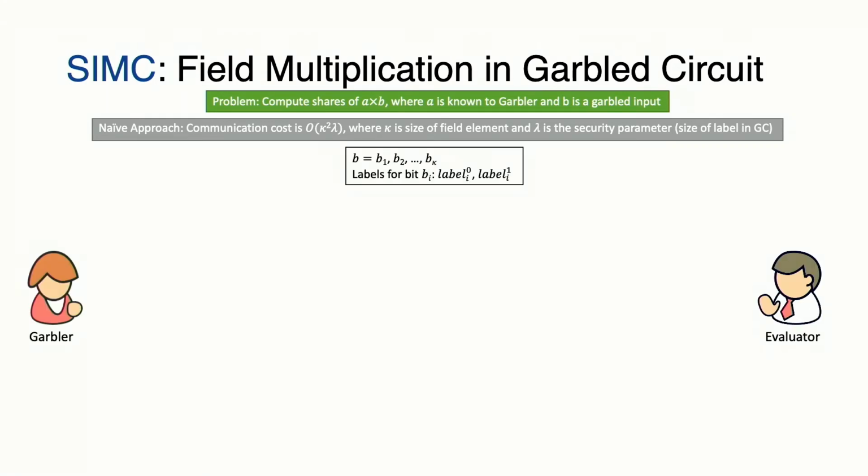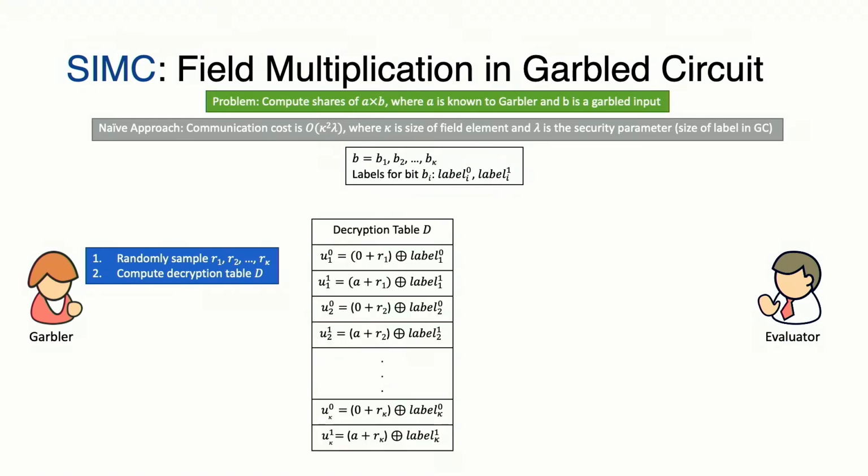Now this value B can be decomposed into bits, B1 to B kappa. Let me denote the labels corresponding to bit Bi as label 0i and label 1i, for bits 0 and 1 respectively. The garbler will first randomly sample random values R1 to R kappa, and then it will compute a decryption table D as follows.